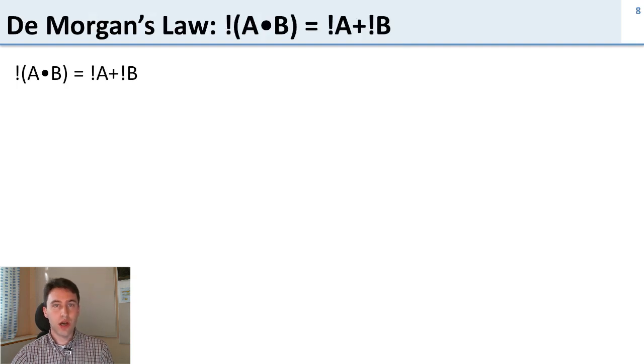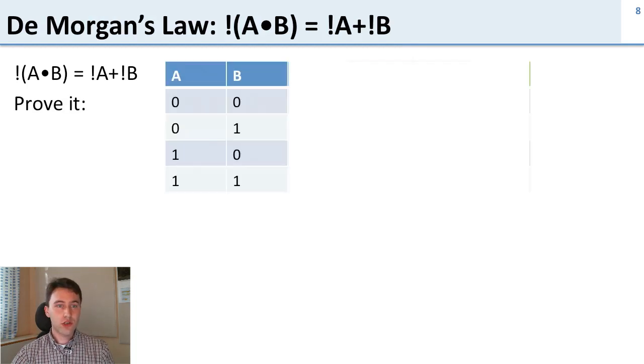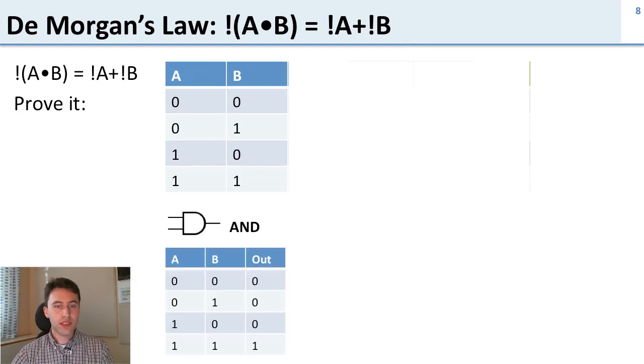One of the laws that I want to talk a little bit about is De Morgan's law. And that's because it's a fun law to play with, and it's not very intuitive. So De Morgan's law says that not (A and B) is the same thing as not A or not B. So let's go ahead and prove that this is the case using the truth tables. So here's our truth table. Here are all of our possible input combinations for A and B. And let's start out with AND.